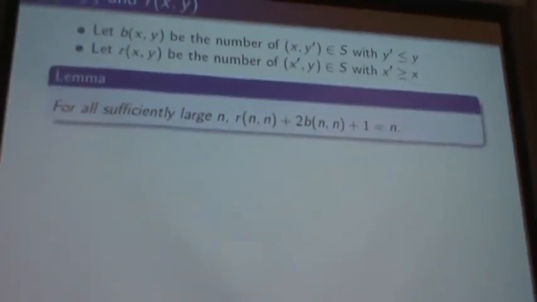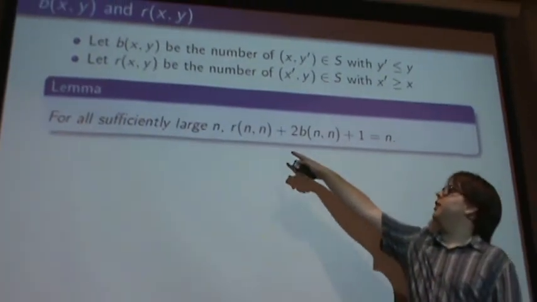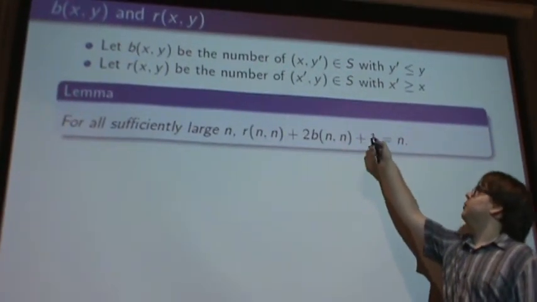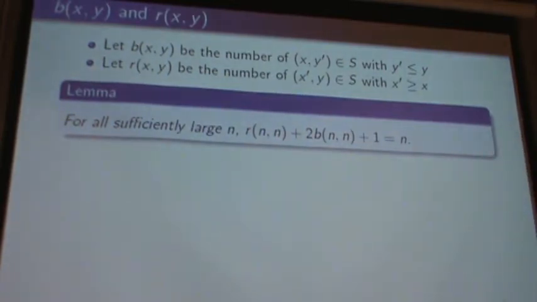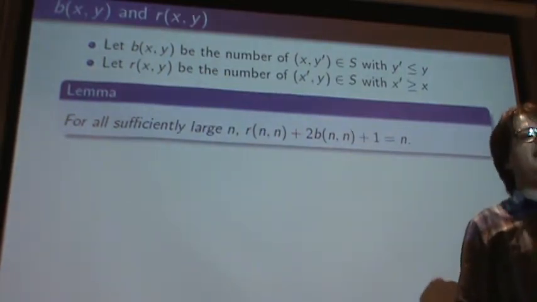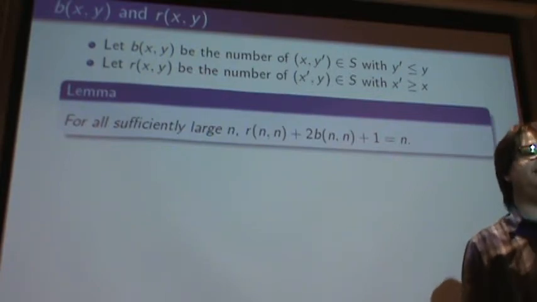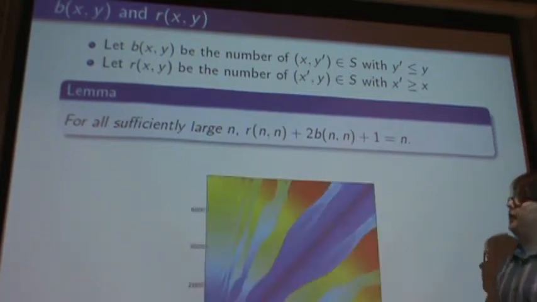Lemma: for sufficiently large n, R of (n, n+1) plus 2 B of (n, n+1) equals n. I'm not going to prove this. Trust me, it is exactly the discrete version of what I gave you with the flawed proof. All right?